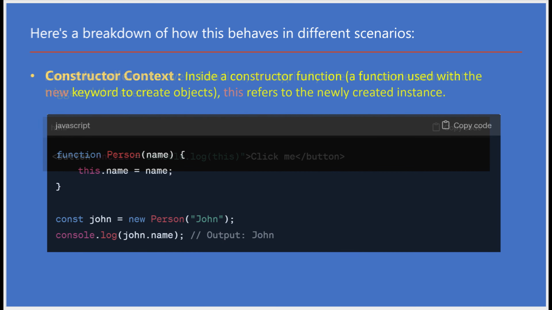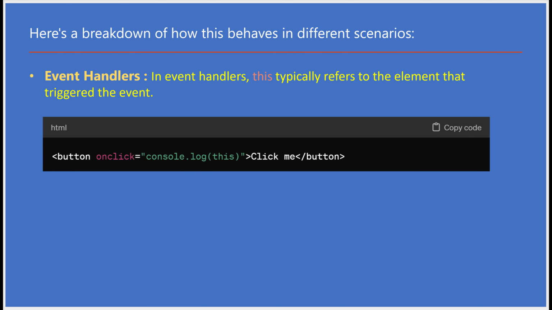In event handlers, this typically refers to the element that triggered the event. So if you have a button with an on-click event that logs this, it will output the button element itself.